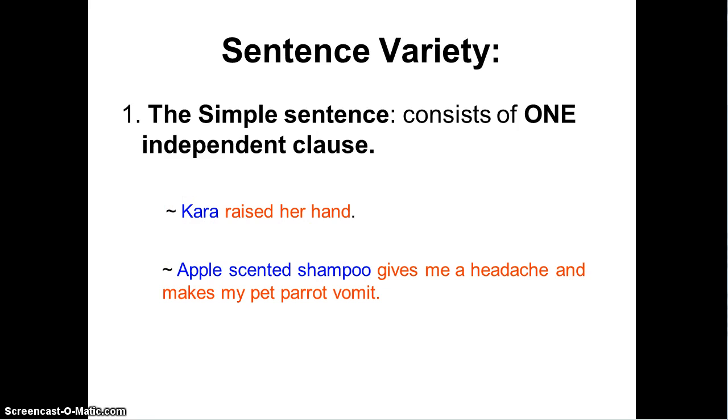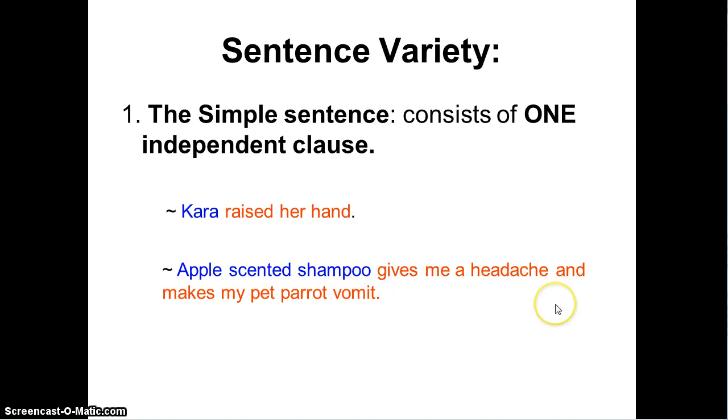Next, make sure the verb and verb completers are a whole. Raised her hand. Raised is a transitive verb that needs an object. We raise things. We in fact have an object, so this predicate is whole. And gives me a headache and makes my pet parrot vomit. This is a verb phrase. There are two verbs joined by a conjunction. So this subject will be doing two things. Each one has its completers as needed. So here we have a whole predicate.